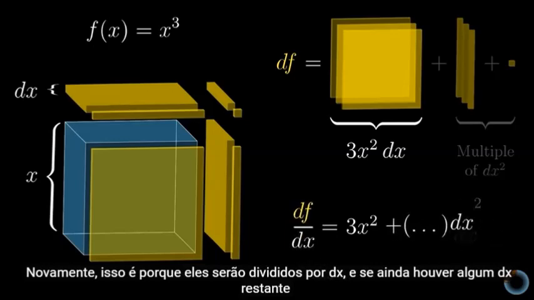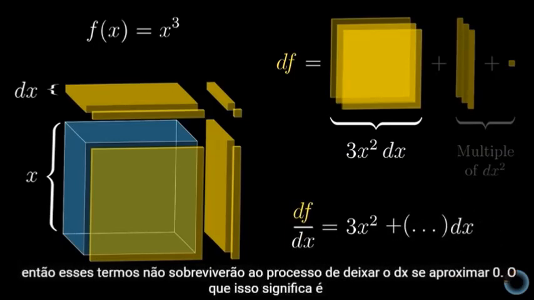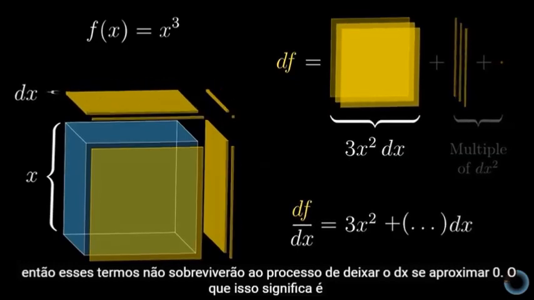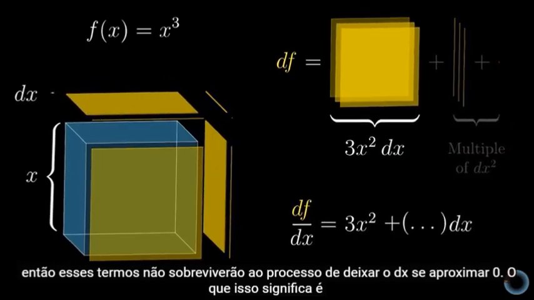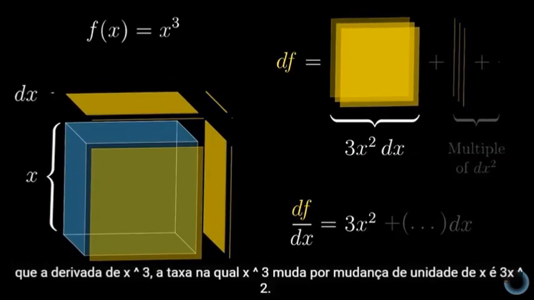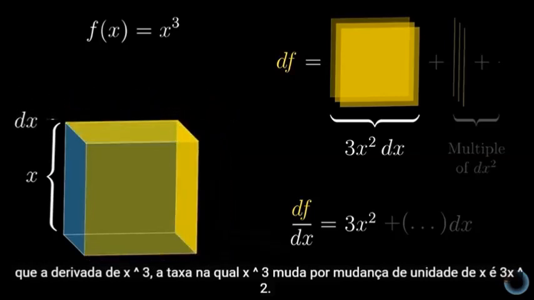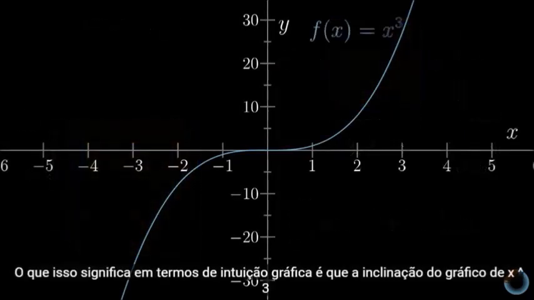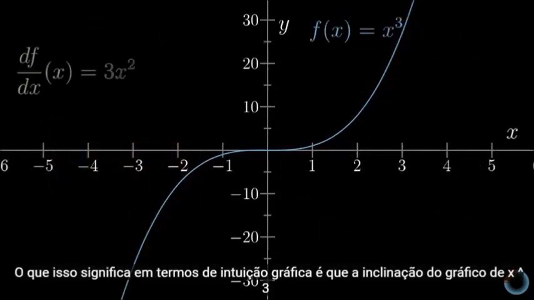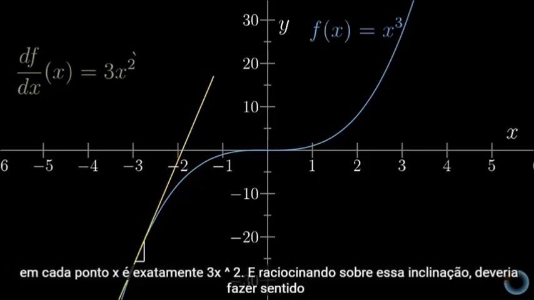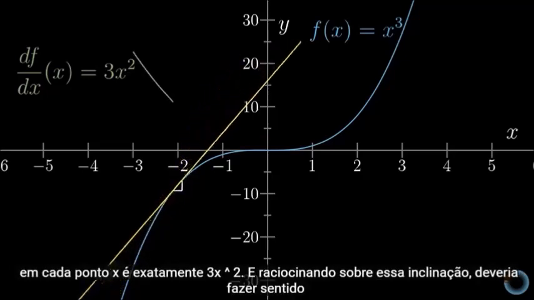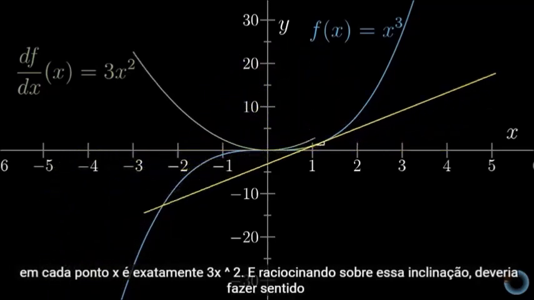And if there's still any dx remaining, then those terms aren't going to survive the process of letting dx approach 0. What this means is that the derivative of x cubed, the rate at which x cubed changes per unit change of x, is 3 times x squared. What that means in terms of graphical intuition is that the slope of the graph of x cubed at every single point x is exactly 3x squared.